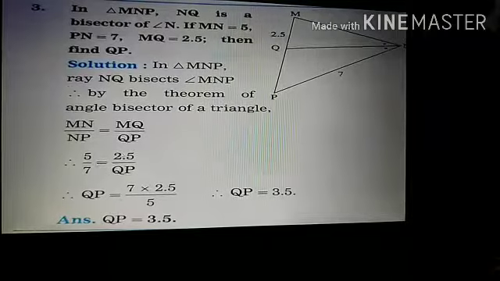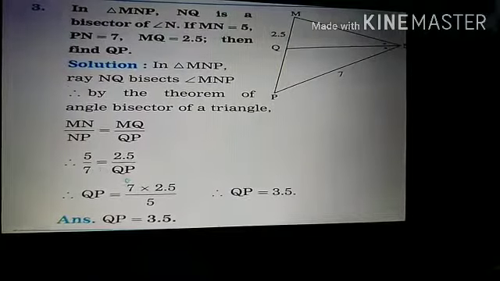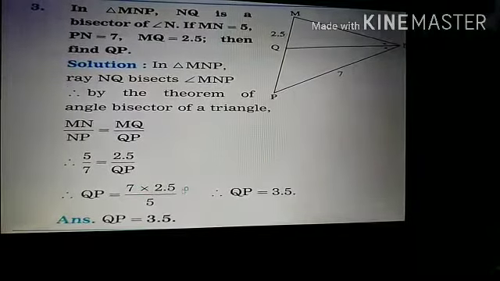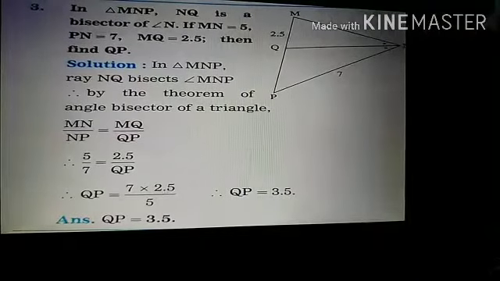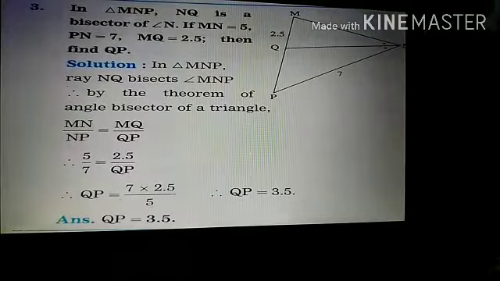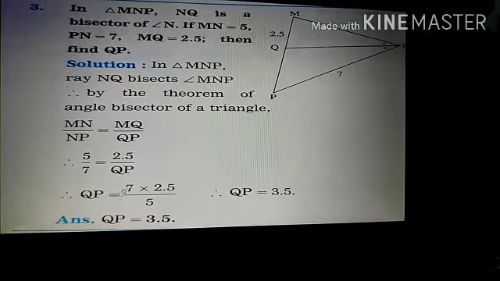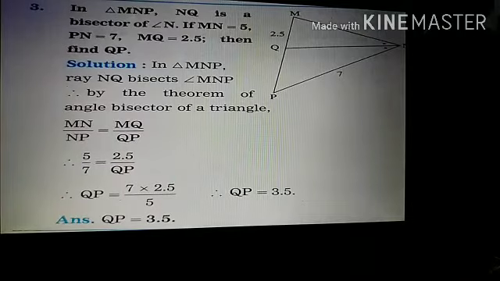Cross multiply. So numerator will be 7 into 2.5 divided by 5. Here we can divide 2.5 by 5. It will be 5 1s are 5, 5 5s are 25. But since it is a point, we'll write it as 0.5. So 7 into 0.5, the answer is 3.5. Therefore, we get the value of QP as 3.5 units.